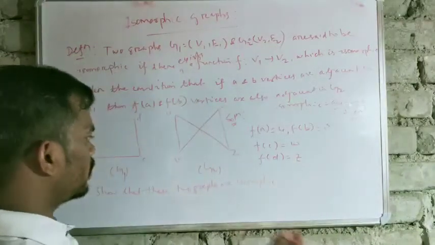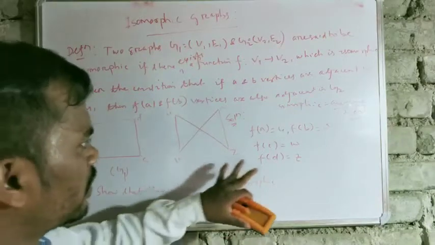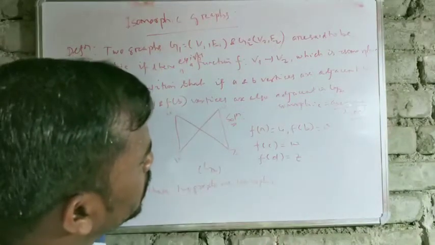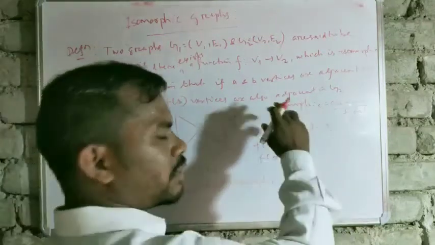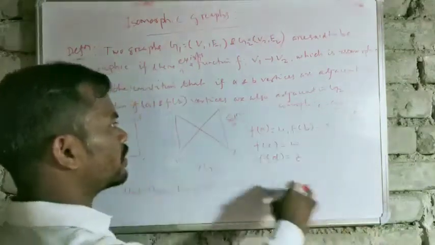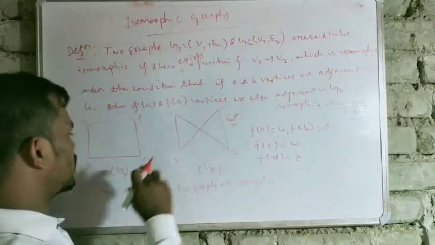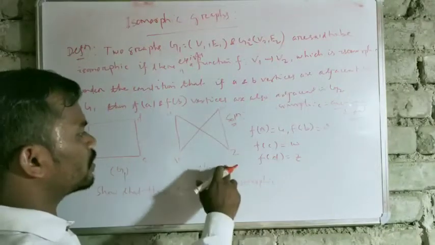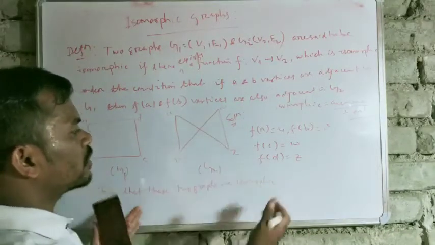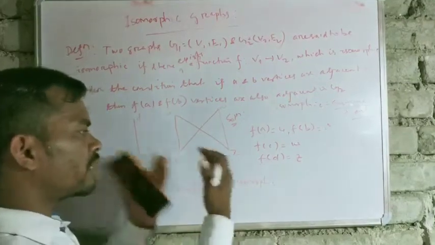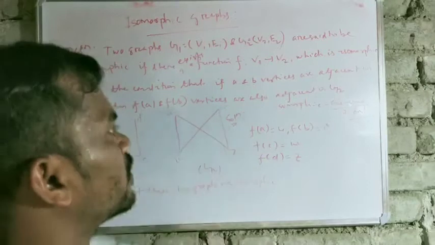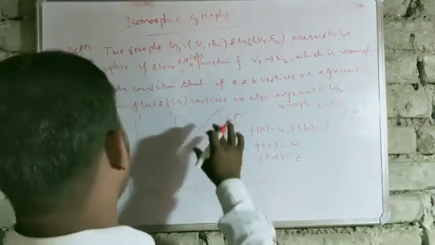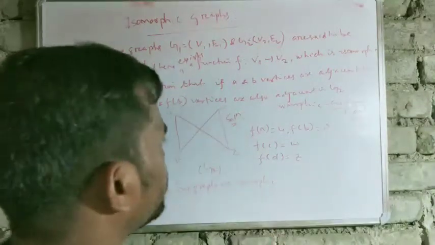Also you can check it by finding the corresponding adjacency matrix by using this order. By using this order you can find the adjacency matrix of G1 and G2. If these two matrices are the same, then you have the guarantee that these two graphs are isomorphic.